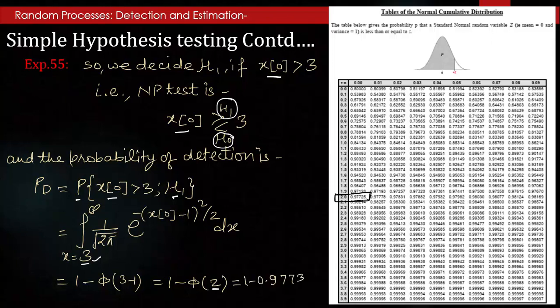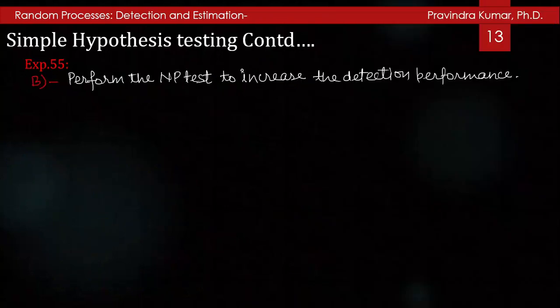So you can write here, and you can find the probability of detection is 0.023, and you can see the detection performance is very poor in this case when the probability of false alarm is 10 to the power minus 3. So the second part is to perform the NP test to increase the detection performance.